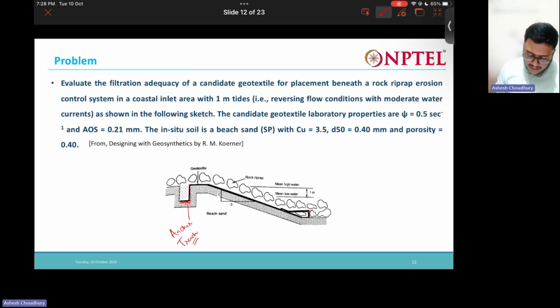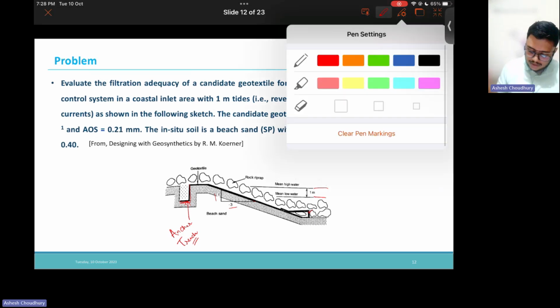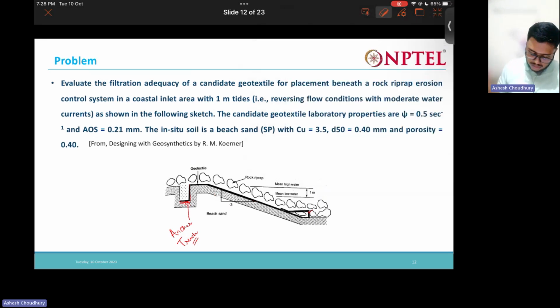And if you see one more thing, the slope at which this geotextile is placed is given as 3:1. The mean high water to mean low water is also given. That means the maximum water level due to tides is this one, and the minimum low water is this much. The water is fluctuating between these two portions. The first task is to find out the total flow.